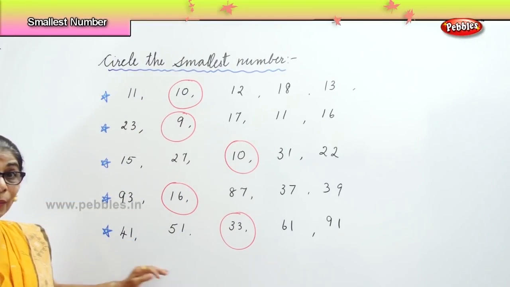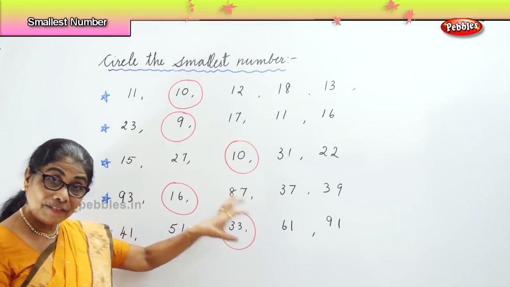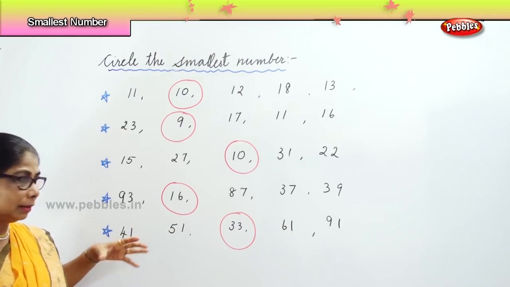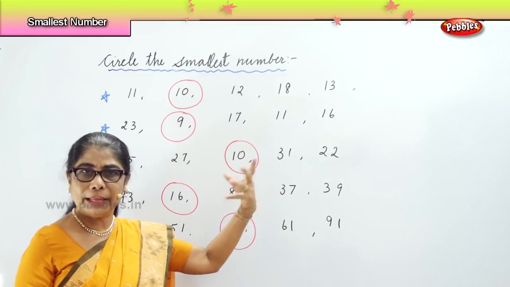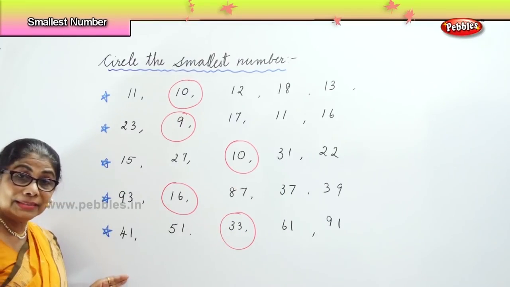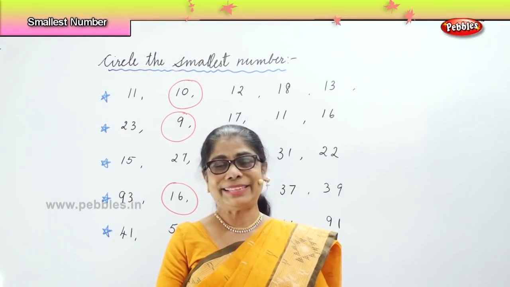So we learn now identifying the smallest. 33 is definitely the smallest. 41 is bigger, 50 bigger than that, 60 bigger than 50, then 90. So we learned how to identify the smallest number among the numbers given.